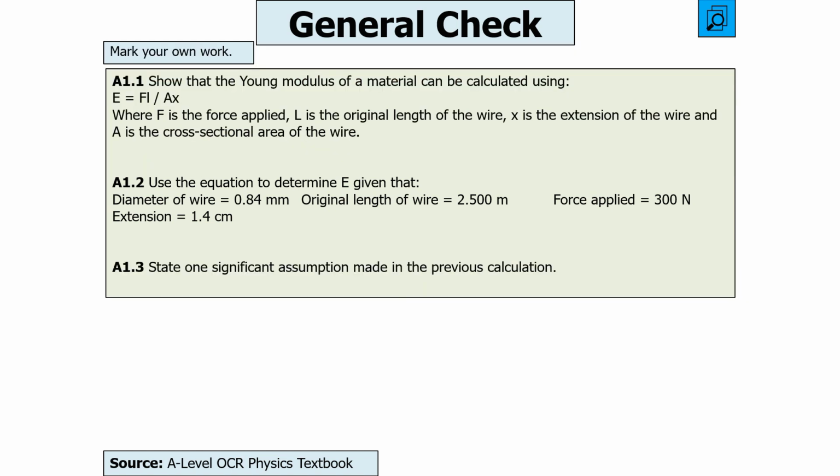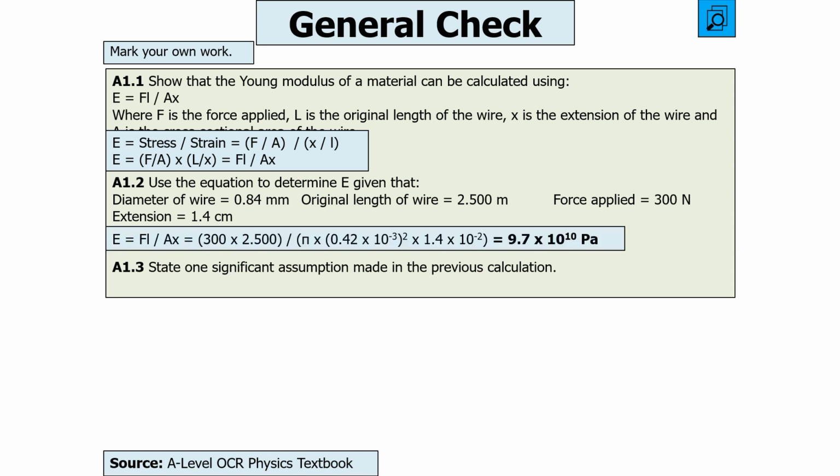Right, in this first one we know that the Young modulus is stress over strain. So we know that stress is force over area and strain is extension over original length. So you can then pop them all through and you get FL over AX. Pop in all the values for the next question. Remember, we'll convert our millimeters into meters. Now again, it's pi r squared, so you're going to halve your diameter to get the radius. You're going to have to convert your extension into meters as well, so you can then work out the values. So you can work it all through and you get 9.7 times 10 to the 10 pascals.